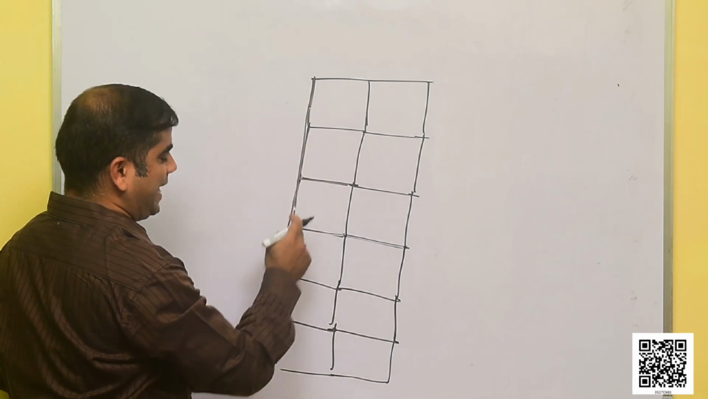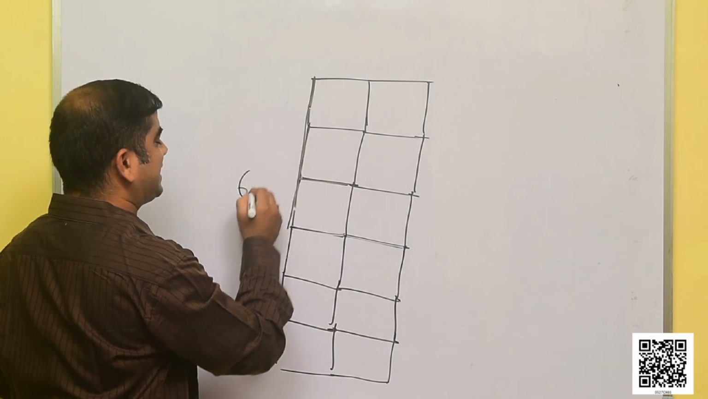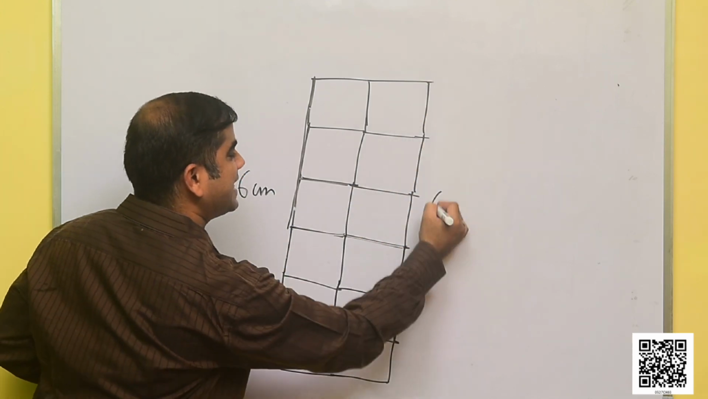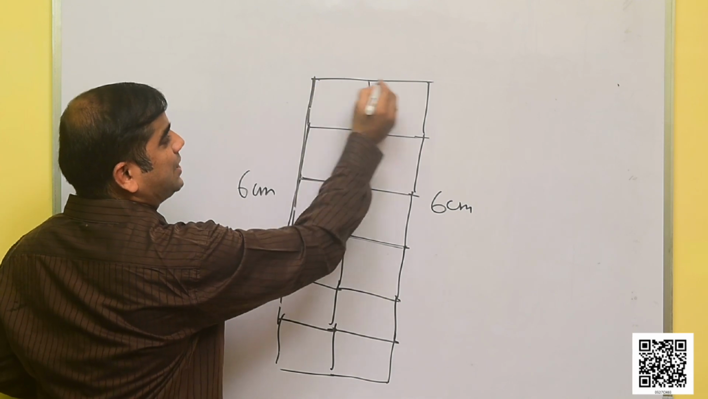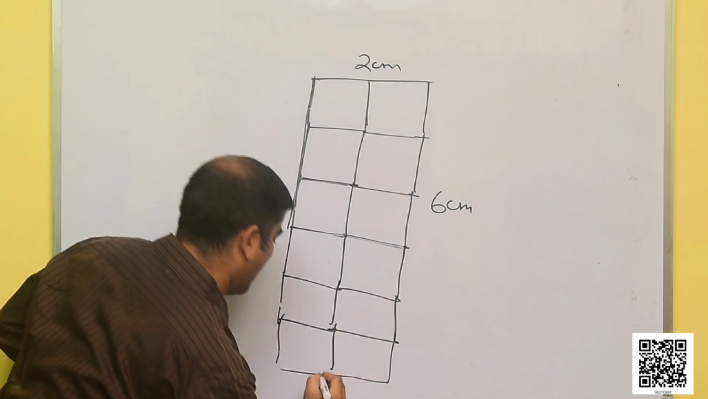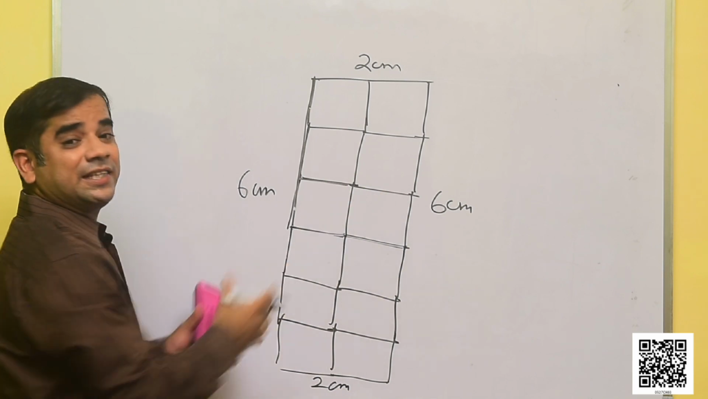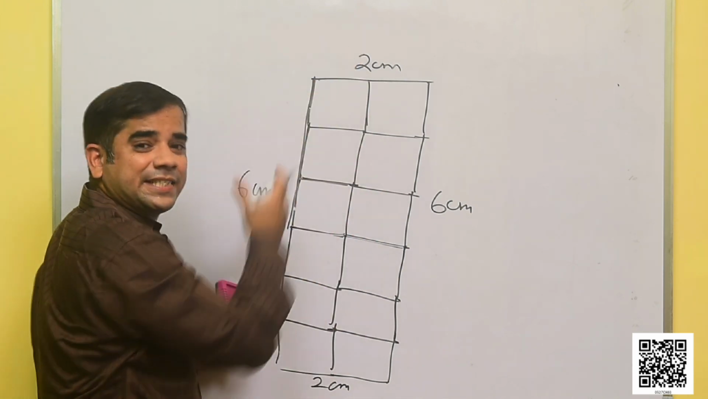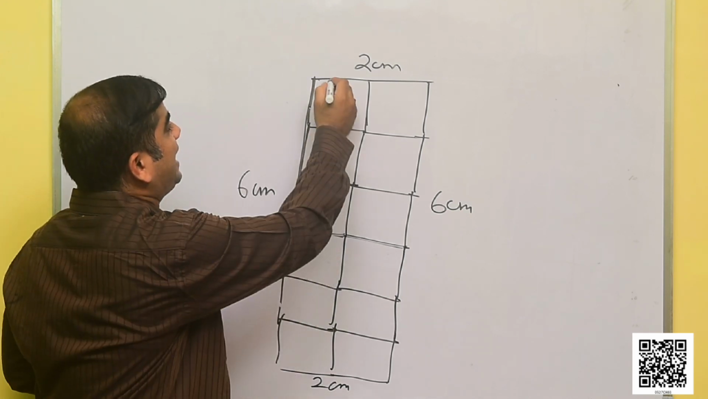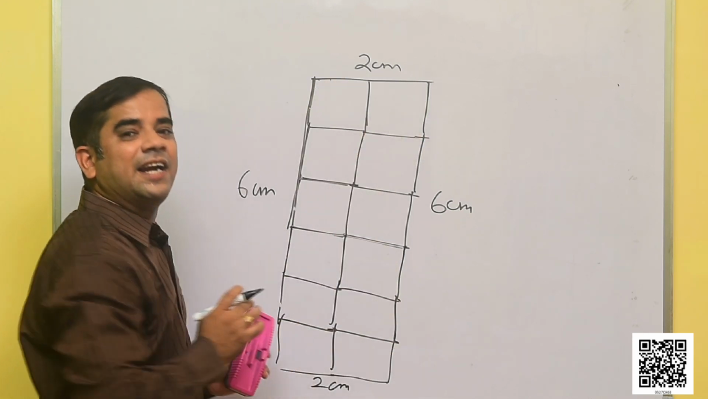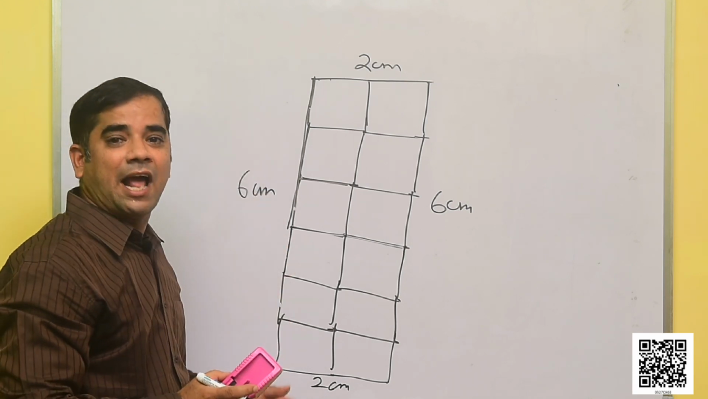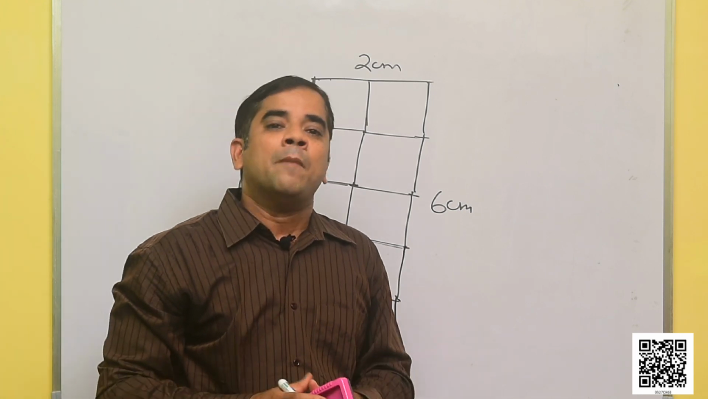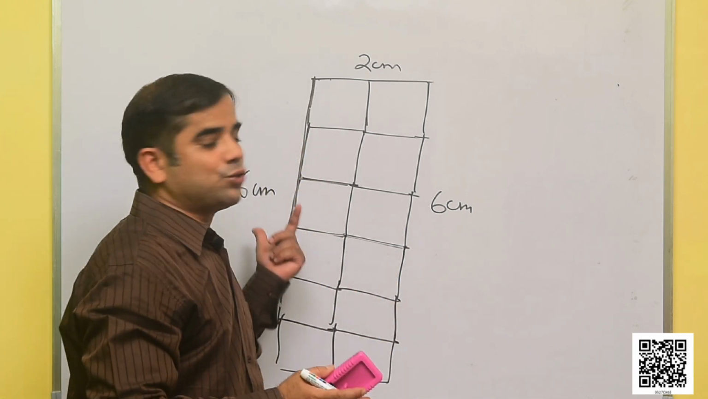1, 2, 3, 4, 5, 6. This side is 6 centimeter. This side is also 1, 2, 3, 4, 5, 6, 6 centimeter. And the other sides are 2 centimeter and 2 centimeter. So this is an enclosed surface which is a rectangle having opposite sides equal to each other and each angle creating 90 degrees. So this is also a rectangle having 12 squares. In this way you can draw many rectangles having 12 squares.